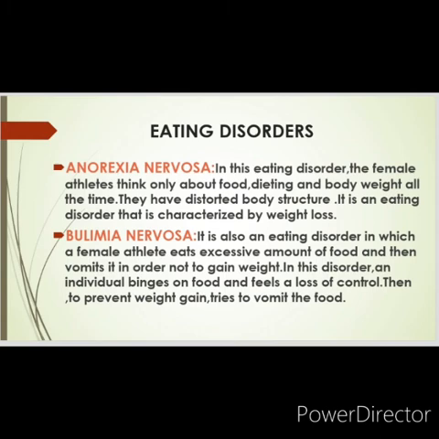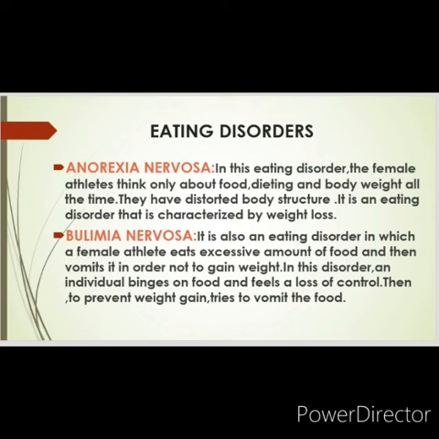Eating disorder. Eating disorder can be of two types. Anorexia nervosa. In this eating disorder, the female athlete thinks only about food, dieting and body weight all the time. They have a distorted body structure.